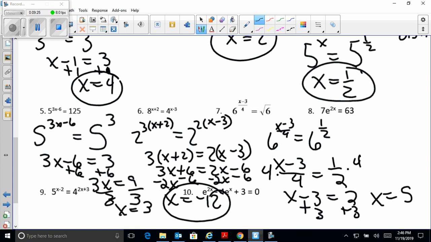And then looking at number 8, I need to get my exponent by itself first. So that's going to be e to the 2x.